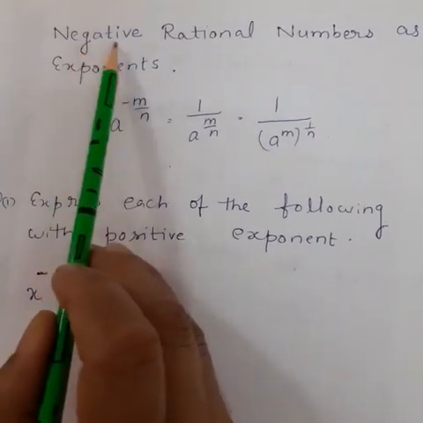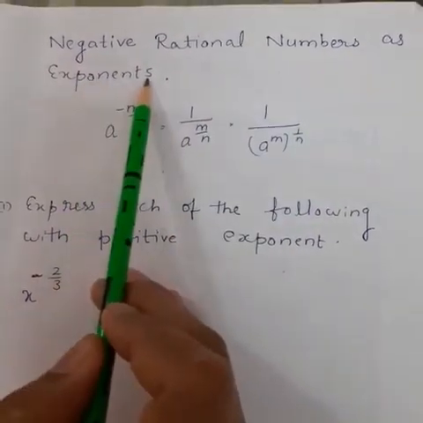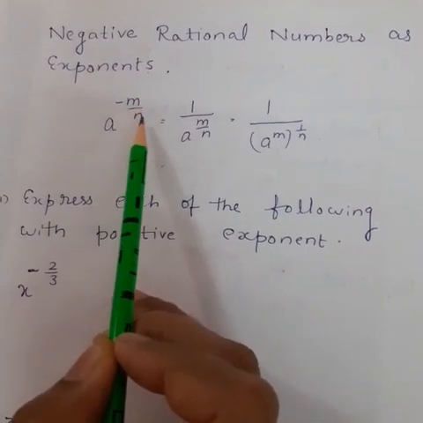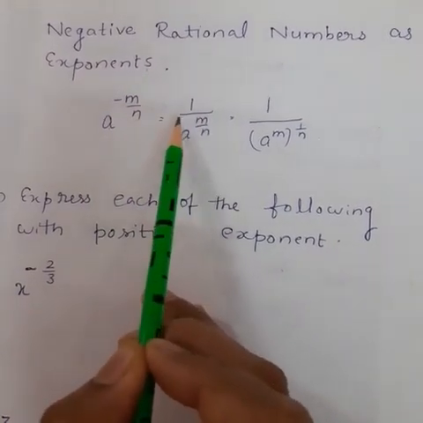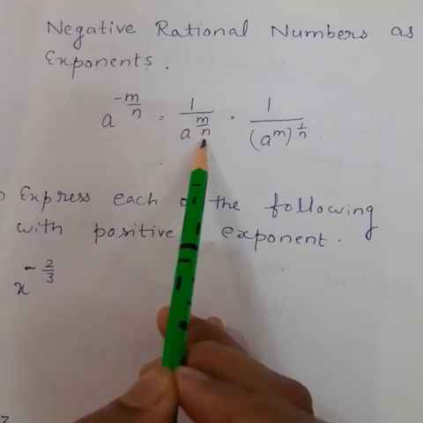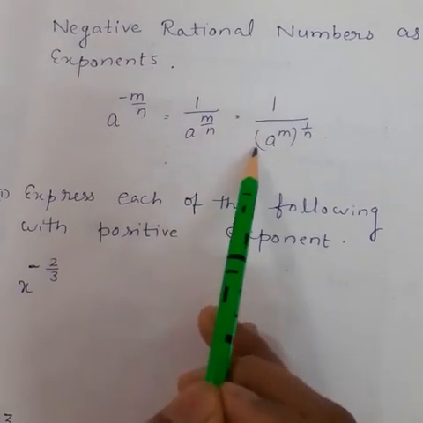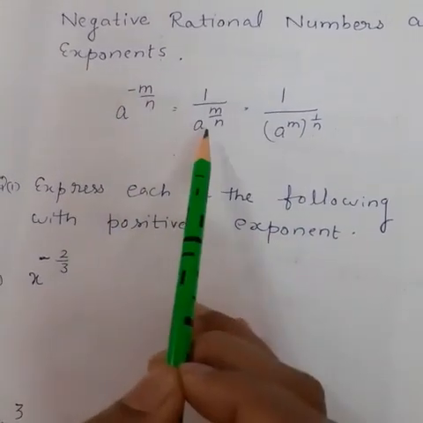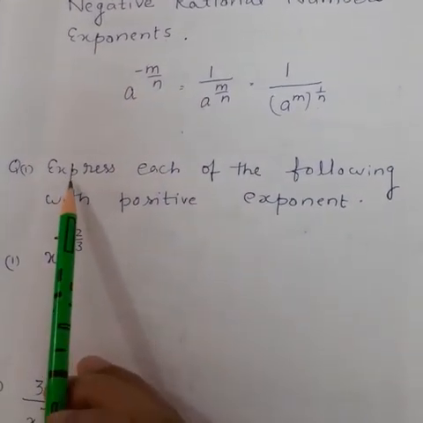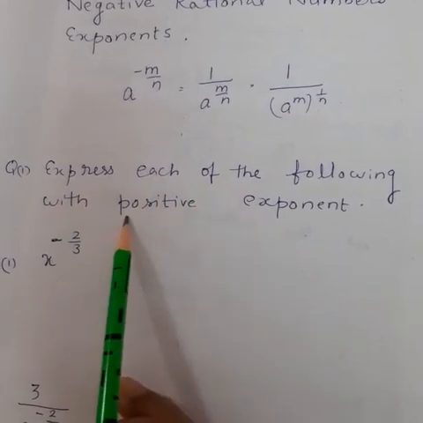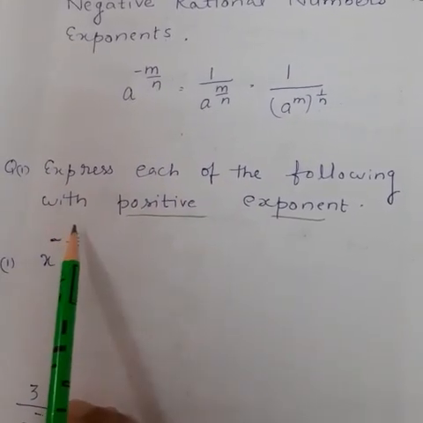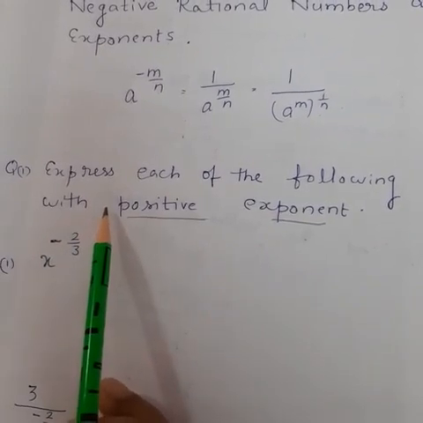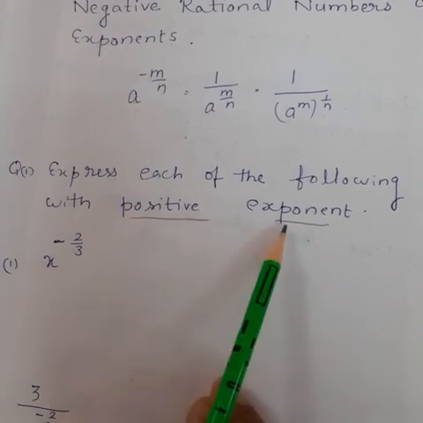Next, negative rational numbers as exponents. So the rule is a to the power minus m by n is equal to 1 by a to the power m by n, or we can write 1 by a to the power m whole to the power 1 by n. So by using this rule, let's solve this question: express each of the following with a positive exponent. Here the power is given as a negative number. We have to change this number with a positive exponent.